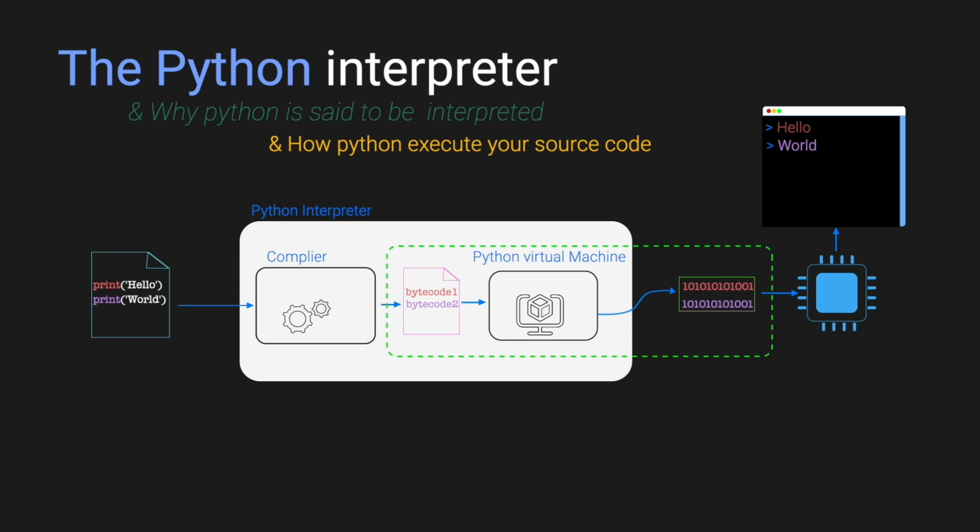If there is an error in any line, the interpreter will halt the translation process and notify you. Only once an error is resolved does it move on to the next line. This line-by-line translation and execution process is why Python is often referred to as an interpreted language.